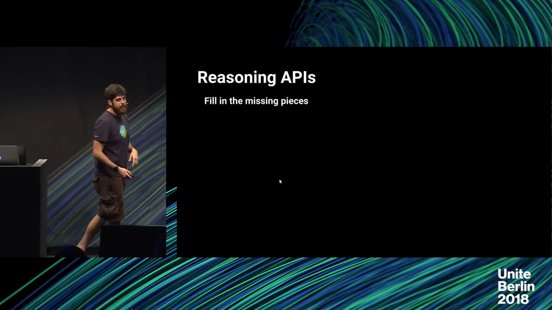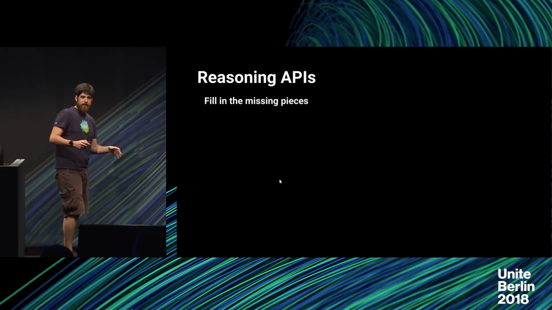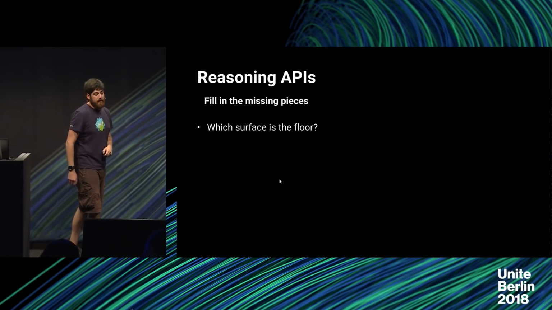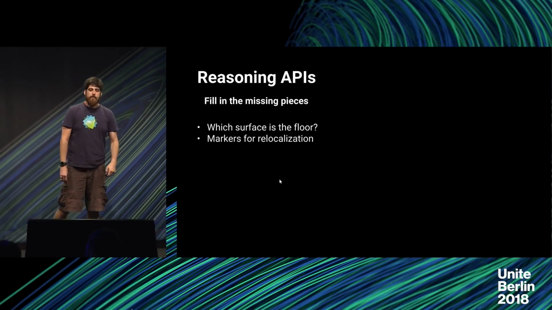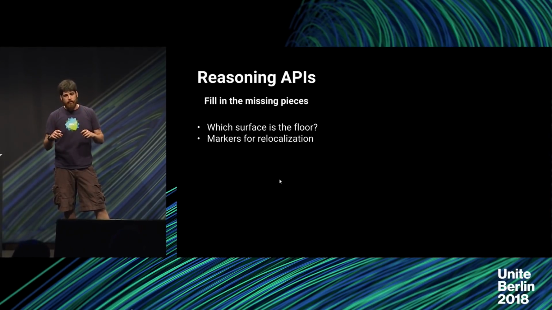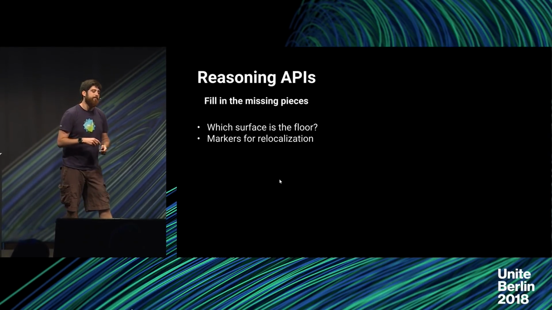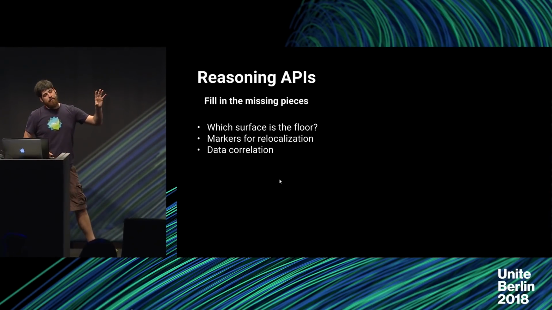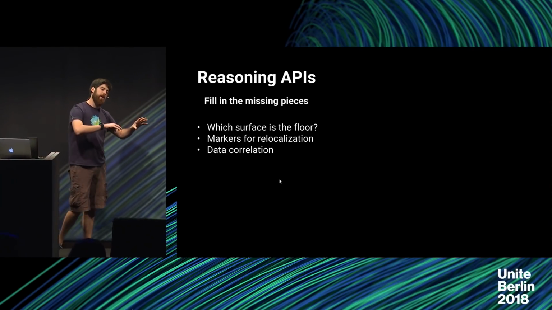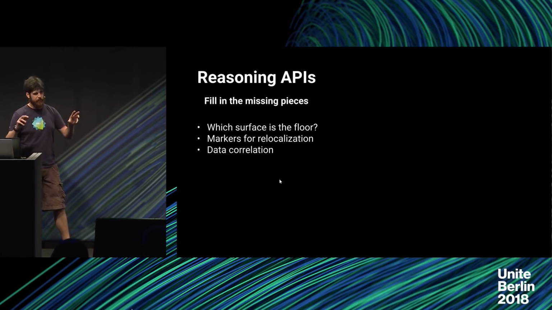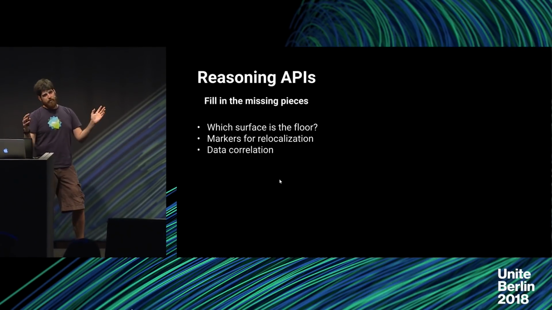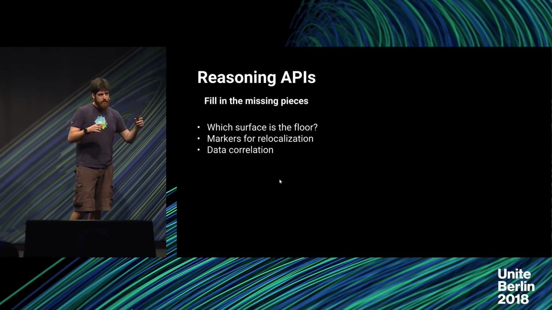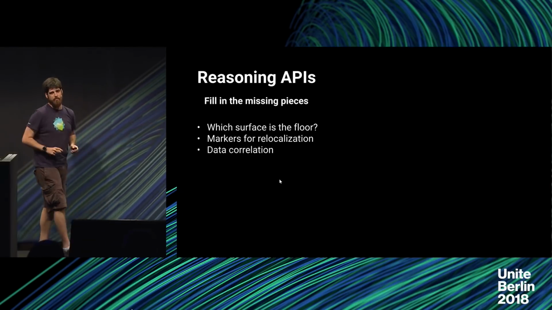So we also talked a little bit about reusing APIs already. Just to clarify or reiterate, they're filling in the missing pieces that the hardware is not providing us. So which surface is the floor? We can use a 2D marker to do relocalization if we don't have things like Place Note. We can correlate data between two providers. Like I have a face that's detecting my expressions from one piece of software, and I have my 3D head posed on the same physical face, but how do I know those are the same face, right? There's only one face, obviously it's the same one, but these reasoning APIs can help us say that these two separate pieces of data are actually the same piece of real-world data.